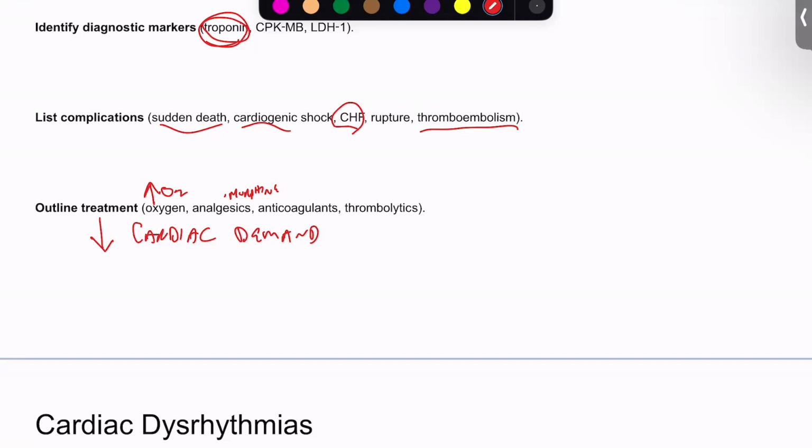Anticoagulants. So what that's going to do is prevent further thrombus formation. So think of things like, the first one that comes to my mind is heparin. And then thrombolytics. So the first one that comes to my mind is TPA. This is your clot buster.